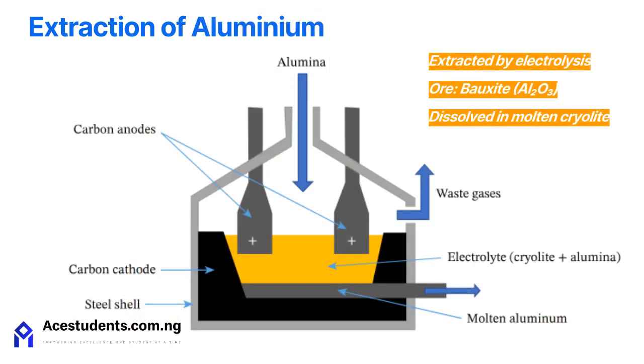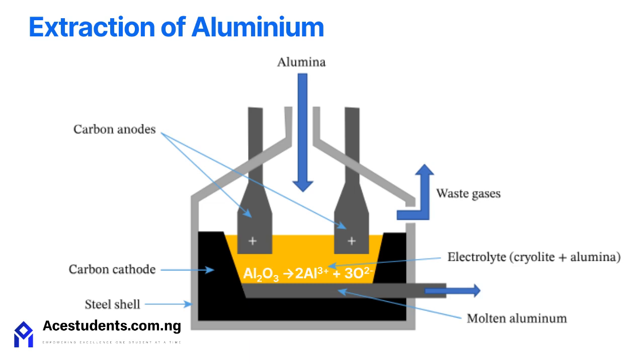Aluminium is too reactive to be reduced by carbon. Instead, it is extracted from bauxite using electrolysis. The aluminium oxide is dissolved in molten cryolite. Cryolite is a compound that lowers the melting point from over 2000 degrees Celsius to around 1000 degrees Celsius, making the process cheaper. Exam tip: always explain why cryolite is used. This is a common 1-mark question.